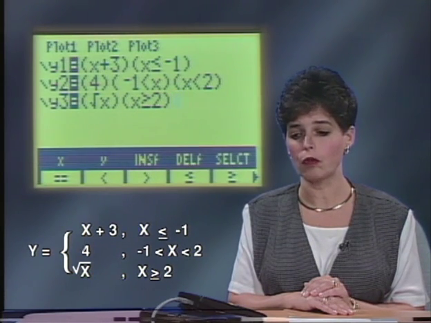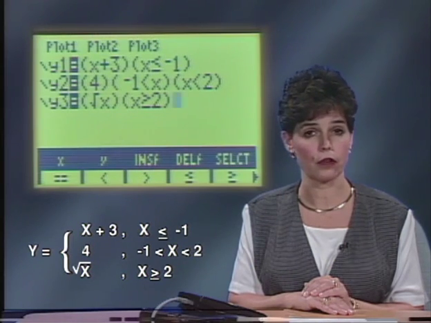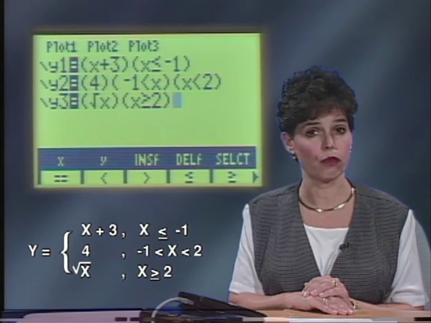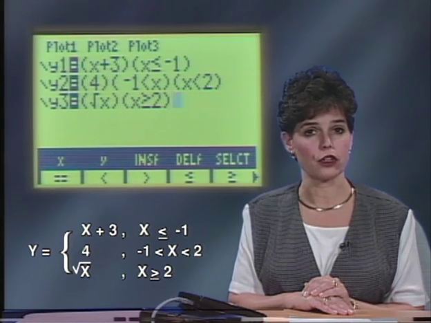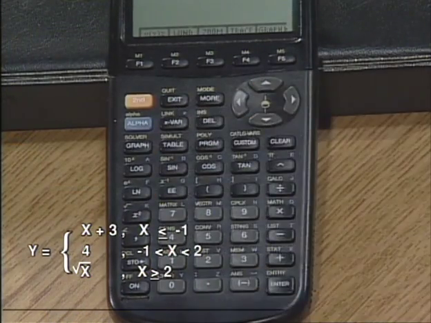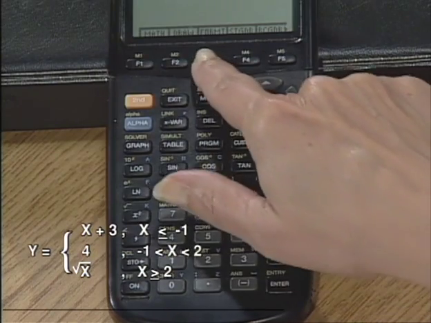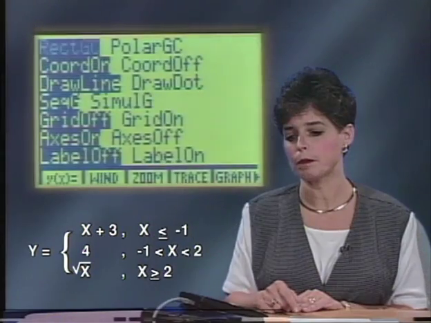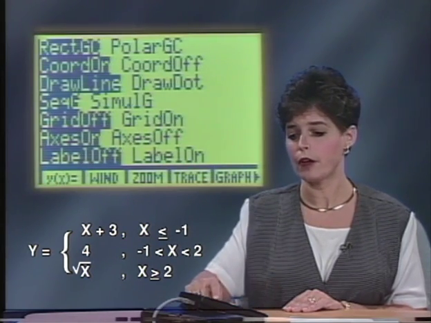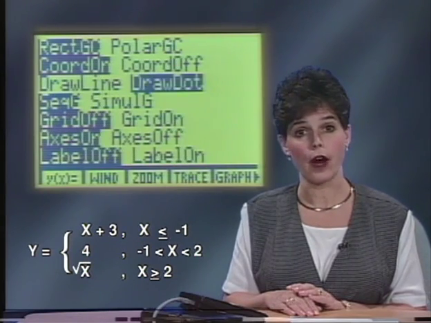I can either go over and change the style on Y1, Y2, and Y3 so that they're all in dot, or I can just go into the graph format menu and change to draw dot. I think that's what I'm going to do at this time. So I'm going to go to graph, hit the more key until I see format, hit F3 for format, go down to where it says draw line, go over to draw dot, hit enter, and now I'm ready to graph.